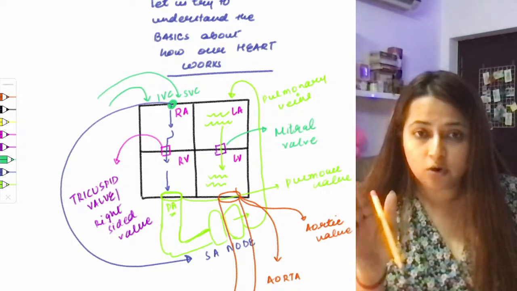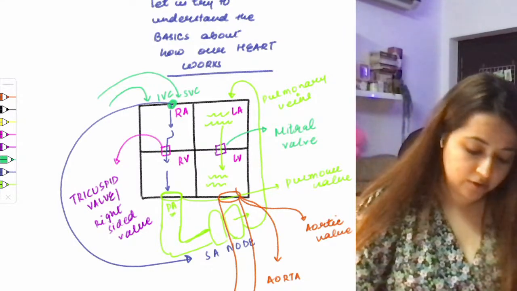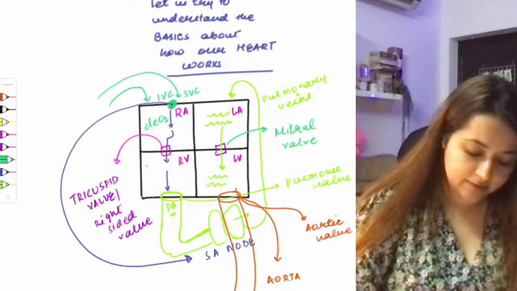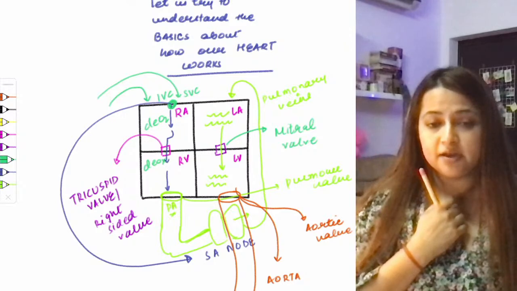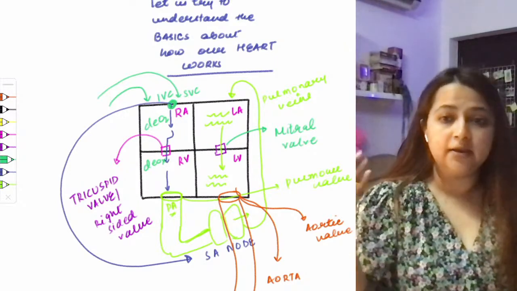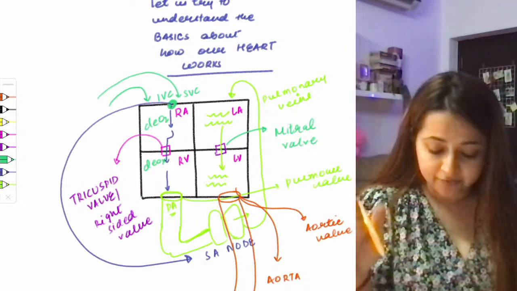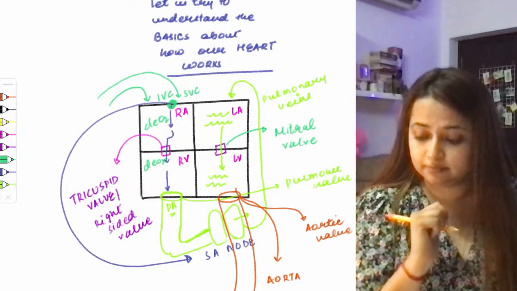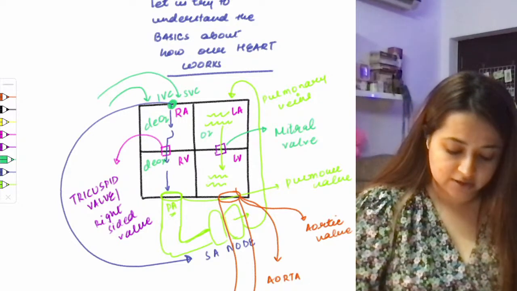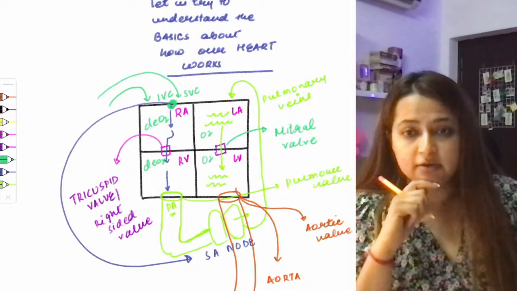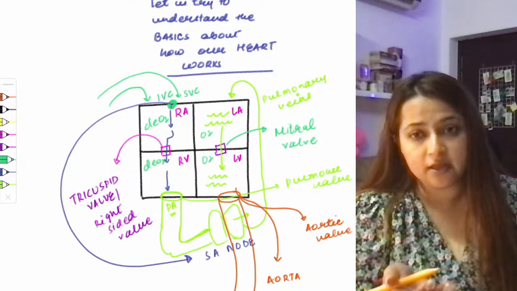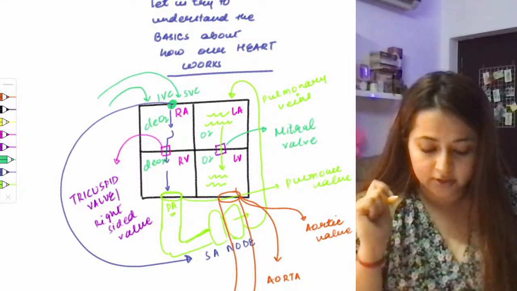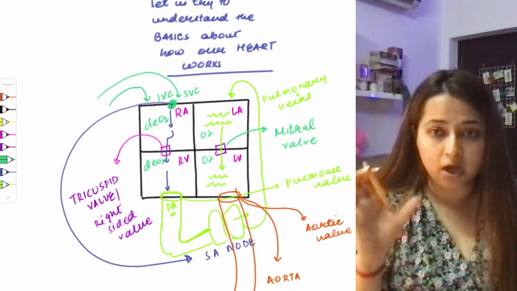So remember, we have deoxygenated blood present on the right side. But once the blood exits the lungs and enters the left atrium, the left-sided heart is going to have oxygenated blood. And this oxygenated blood is then distributed throughout the body via the aorta. All right, so this is the basic functioning of the heart.